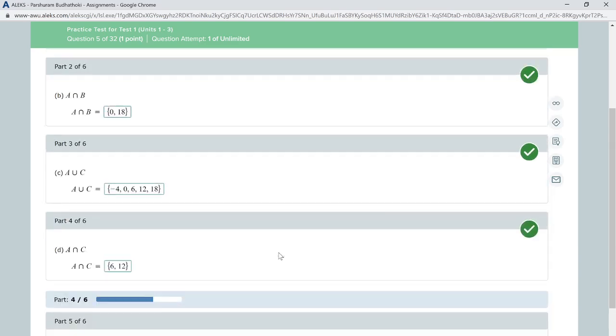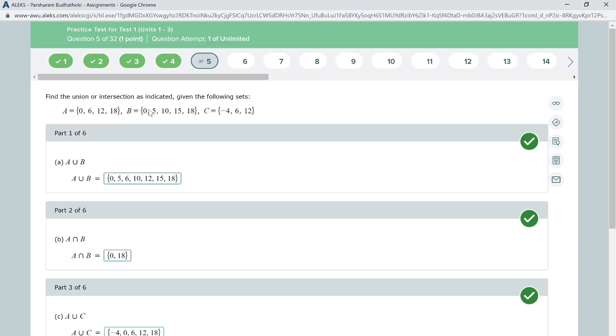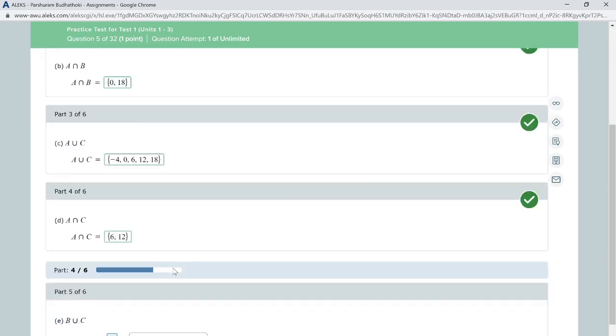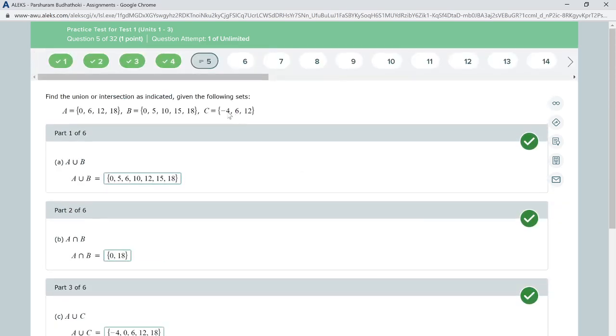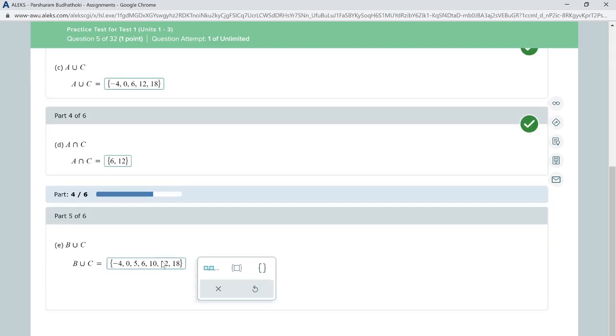B union C, you can do the same thing. What is the union from B and C? Everything from B and C, which is negative 4, 0, 5, 6, 10, 12, 15, 18. Let me double check it. Negative 4, 0, 5, 6, 10, 12, 15, 18. I was missing 15 here, and 18.